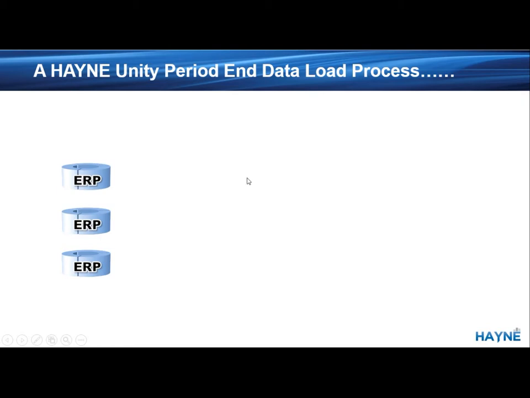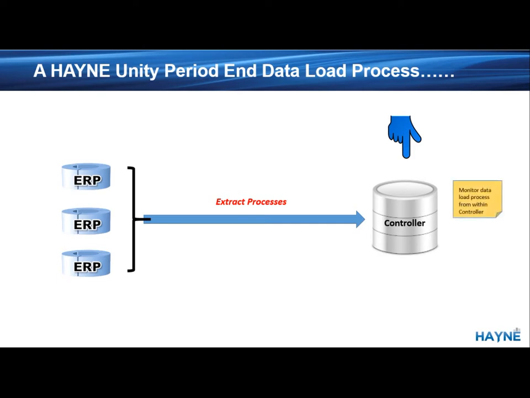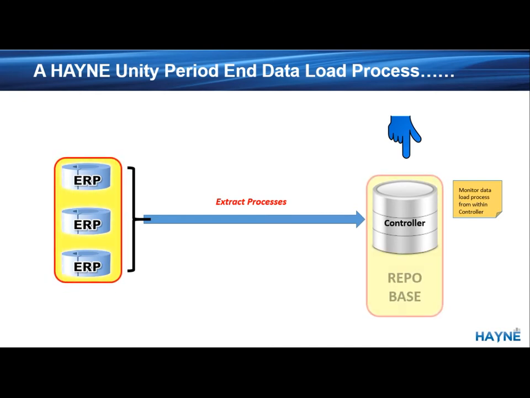So let's have a look again at that period end data load process. We have multiple ERP systems, and we want to get our data into Cognos Controller. With a single button press using Hayne Unity, we can take data from those three underlying ERP systems and load it into Cognos Controller. Whilst that's loading, we can monitor the process from within the controller console. We now have certainty that our data from our ERP system is equal to repo base within controller.